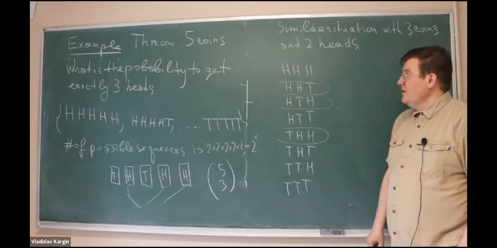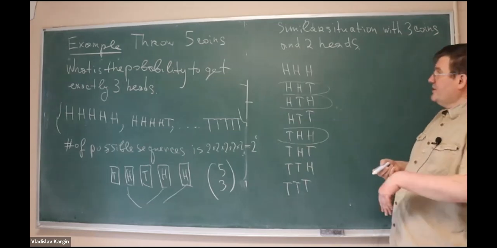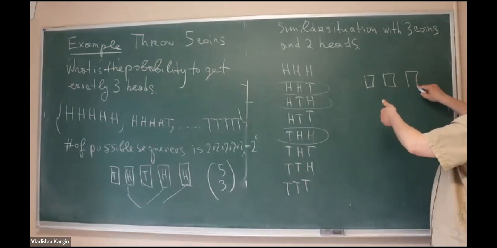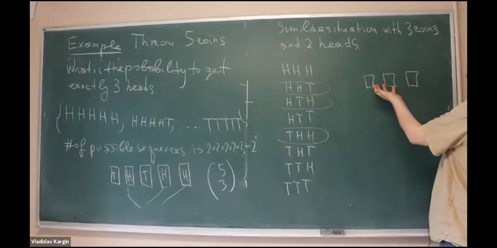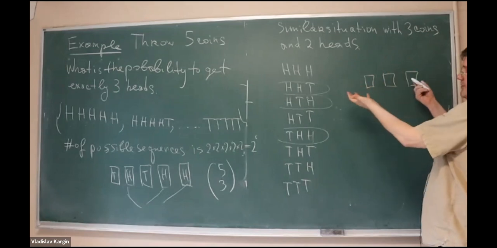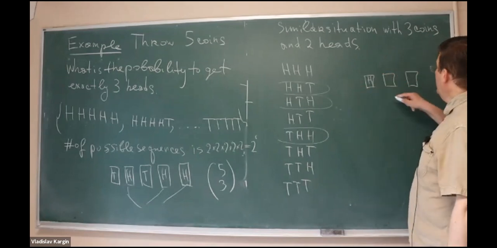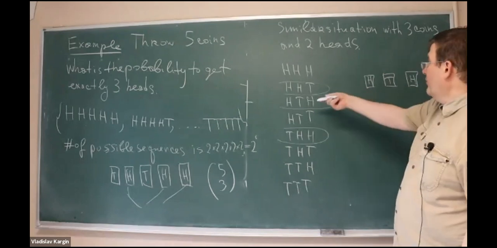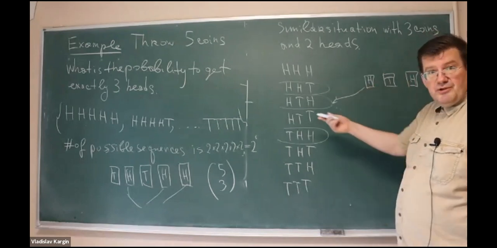Right, and you can think about it as having empty spaces, and I need to place 2 heads in these boxes. So I place them here and here, and in the remaining one I put a tail. So this corresponds to one of these combinations, head, tail, head, right?